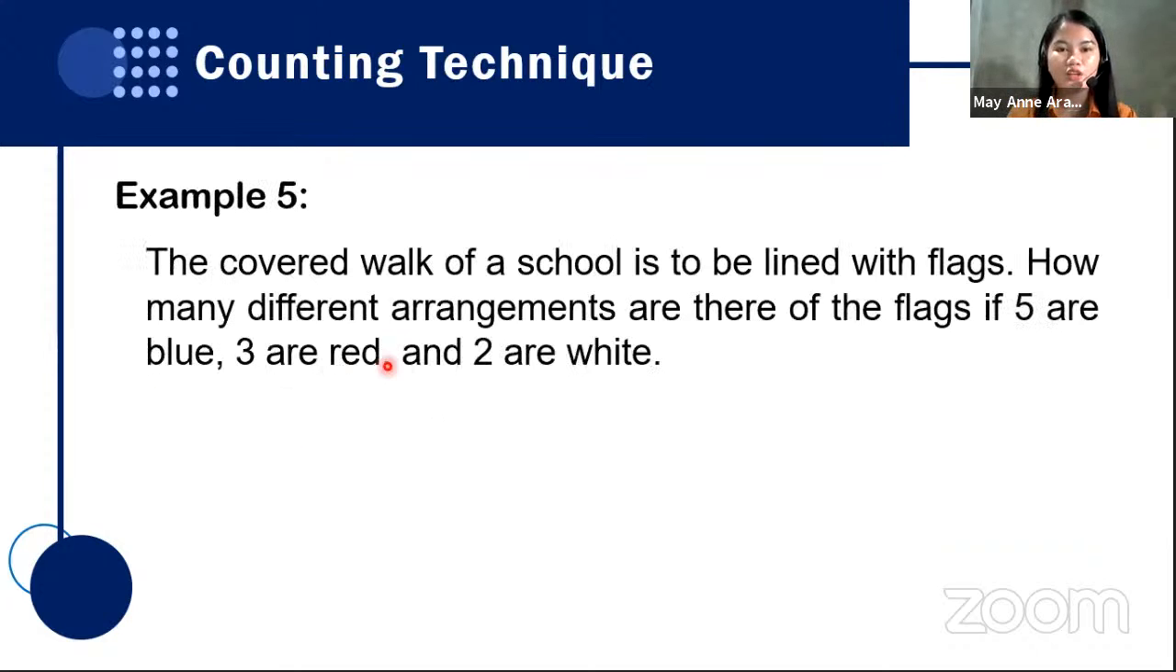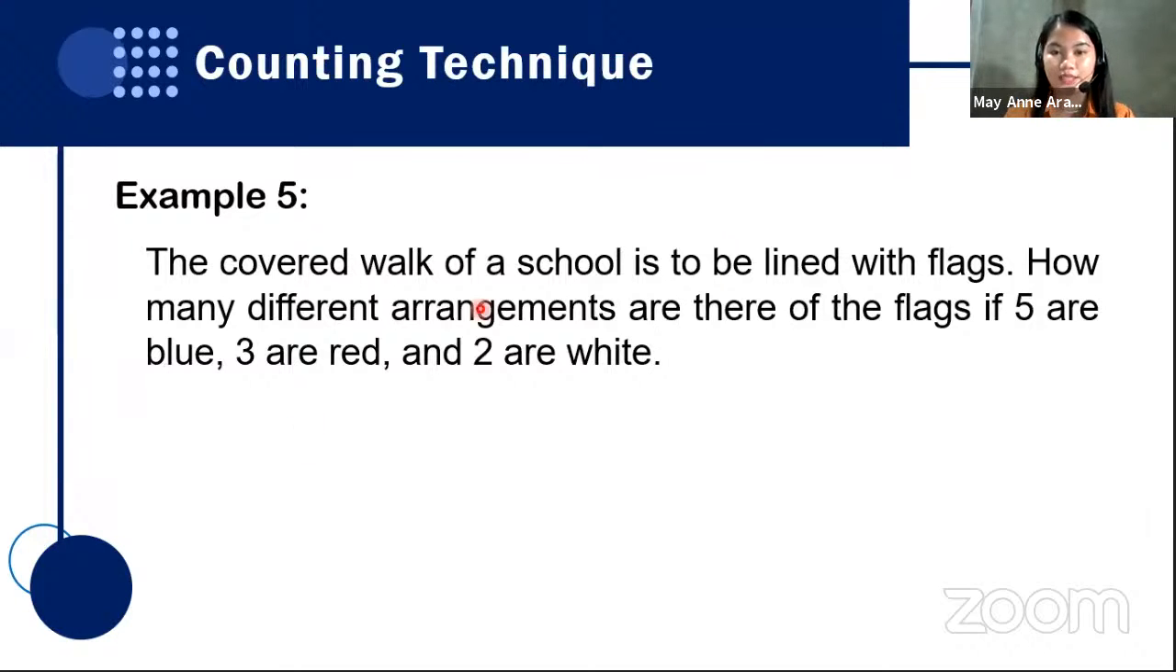Example: the covered walk of a school is to be lined with flags. How many different arrangements are there of the flags if 5 are blue, 3 are red, and 2 are white? We can't differentiate if the blue flags exchange positions, because they look the same. Same with the red flags and the white flags. So this problem involves indistinguishable permutations.